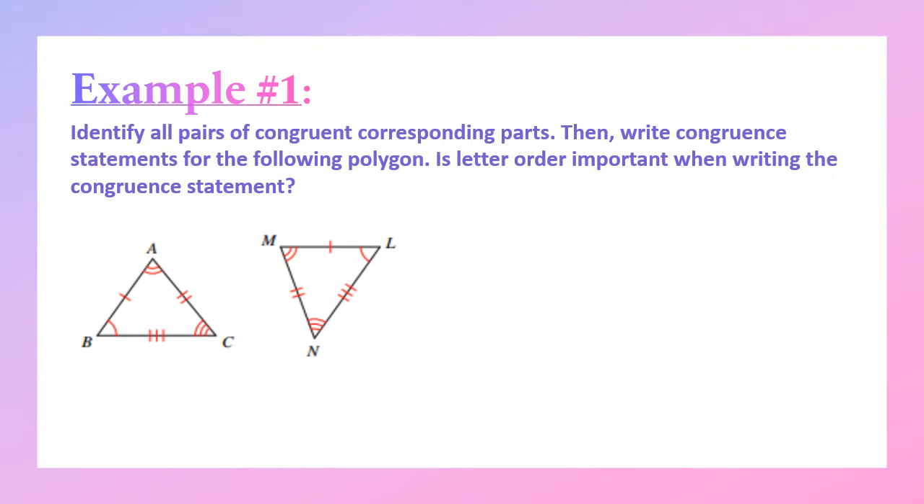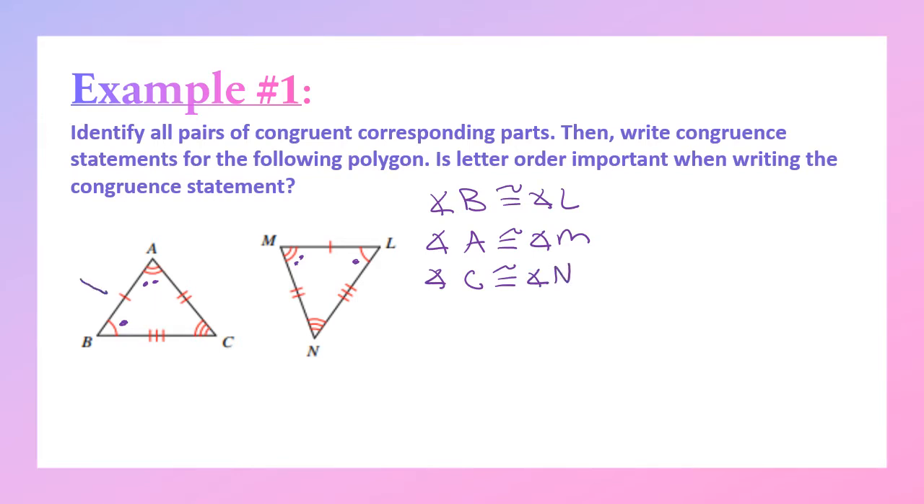So I tend to always start with the hashes, and I'll start with the 1 hash. You have a 1 hash here at B and a 1 hash here at L, so angle B is going to be congruent to angle L. I have 2 hashes here and 2 hashes here, so angle A is going to be congruent to angle M. Continuing around the triangle, I only have 1 angle left. Angle C has 3 hashes, and it's going to be congruent to the angle in the other picture, which also has 3 hashes, which in this case happens to be N.